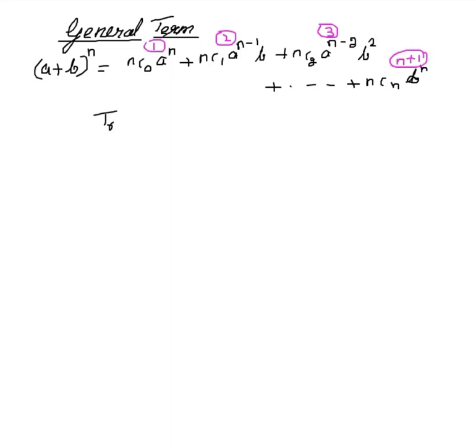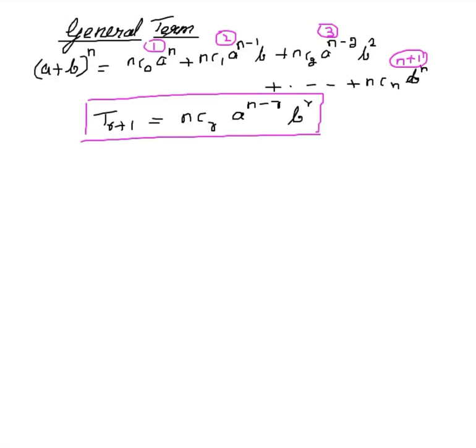So in general, I can say that the (r+1)th term will have the coefficient nCr, because the first term has the coefficient nC0, second term has the coefficient nC1, one lesser than that. Therefore, the (r+1)th term will have the coefficient nCr, and a raised to n minus r and b raised to r. This is the general term formula. Now let us learn the middle term formula.